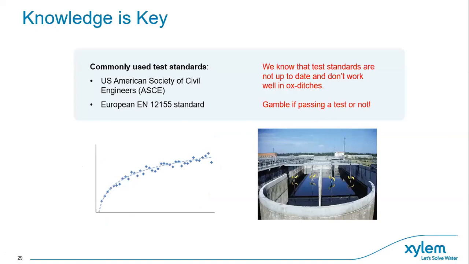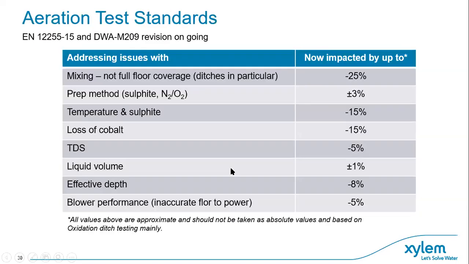One other thing: when you do an optimization, and if there is a clean water test and so on, there are different standards, but we also know that the test standards are not up to date, and especially for oxidation ditches, they don't work very well, but they're used as if they were working correctly. So that's a gamble when you do an optimized system, where you actually end up.